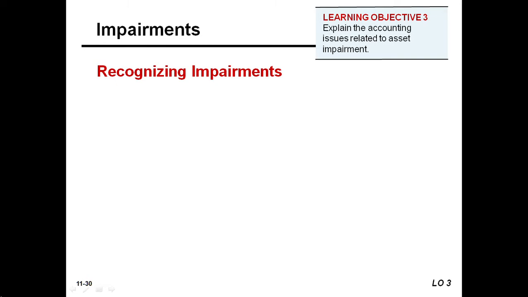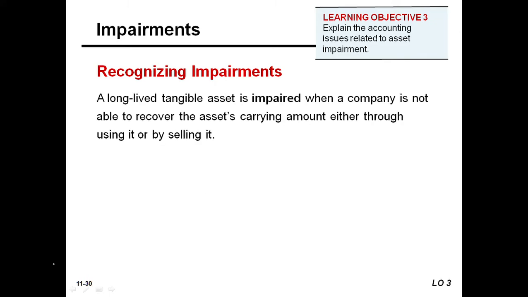So that's the idea. So let's talk about it in this slide. Recognizing impairment. A long-lived tangible asset is impaired when the company is not able to recover the asset's carrying amount either by using it or selling it. So there are two options here. By using it, it's not finding as much use as the value it is showing in the balance sheet. Or if I'm trying to sell a used asset, the money that I'm going to realize would not be as much as what I'm showing in the balance sheet. So this means the asset has been impaired.